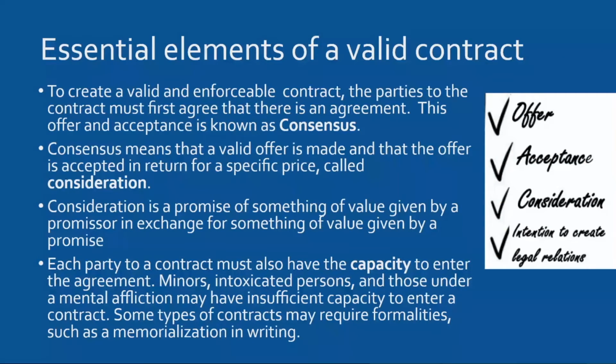So in order to create a valid enforceable contract, we have to have offer and acceptance. That's known as consensus. There has to be consideration. This is the I'll scratch your back if you scratch mine. There has to be a promise of something of value, and the parties must have the capacity. So we should be aware of those.